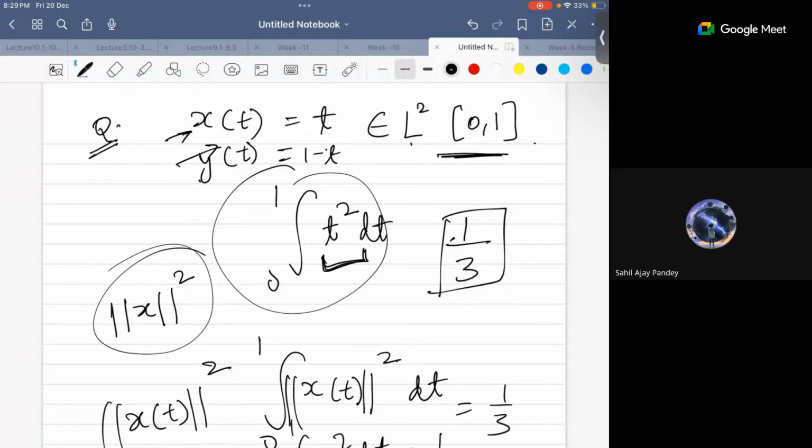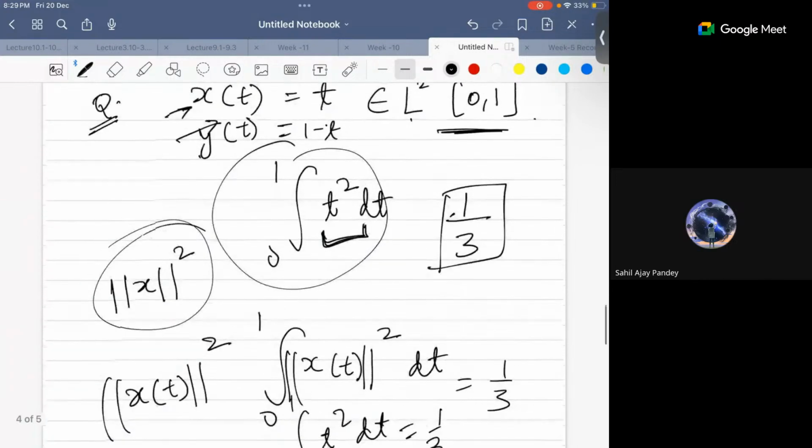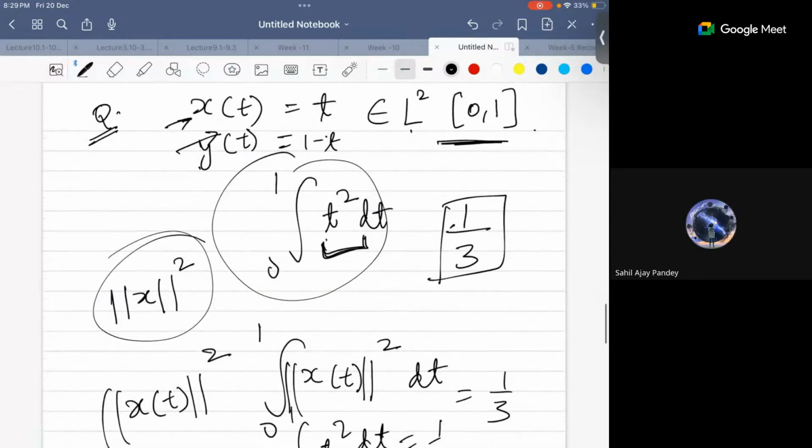Okay, so for that, what did we do? We just took the integration of t square, because the norm of square, and we integrated from 0 to 1, and we got the value as 1 upon 3. If we are getting some finite value, that means it belongs to L2. Similarly, we can check for the y(t) also. So we can calculate that.